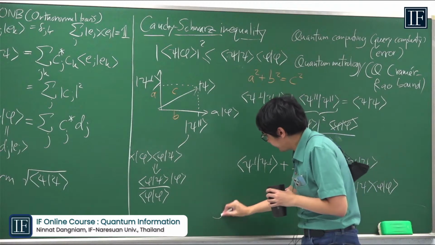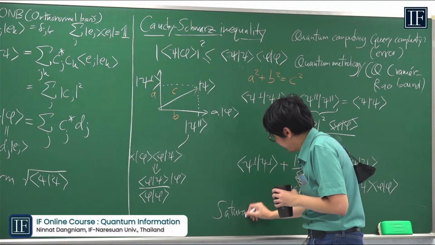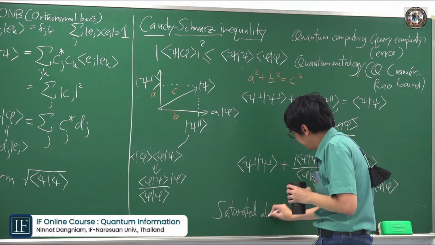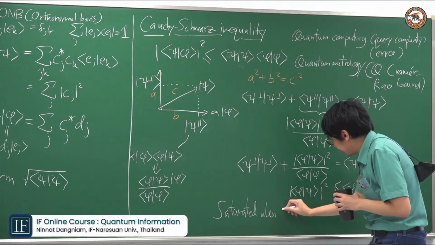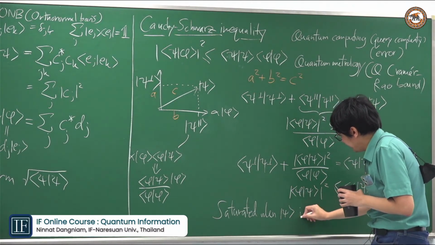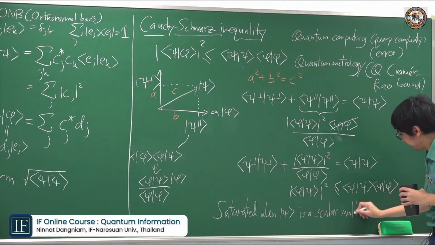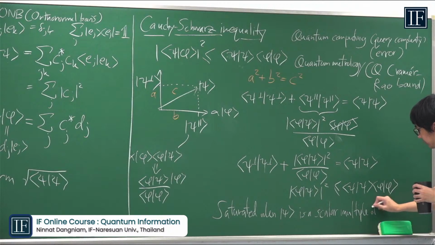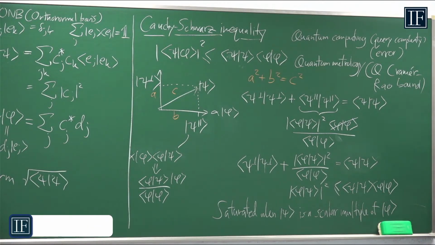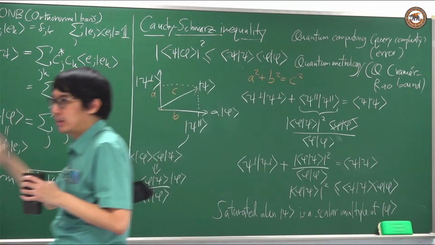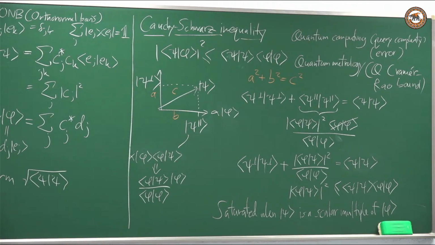Okay. Saturated when this is a scalar multiple of the other vector. Okay. Any questions so far about inner products and bras and kets?